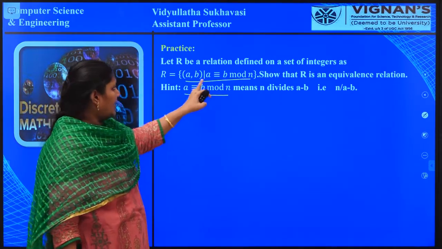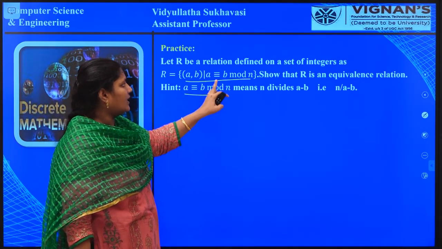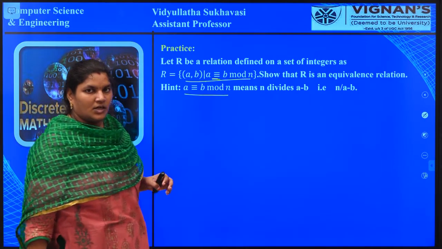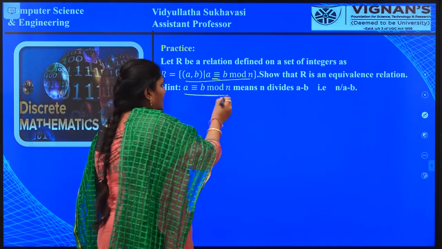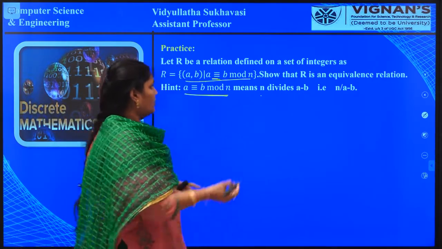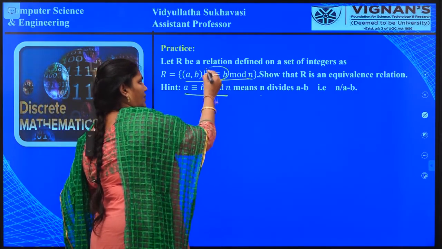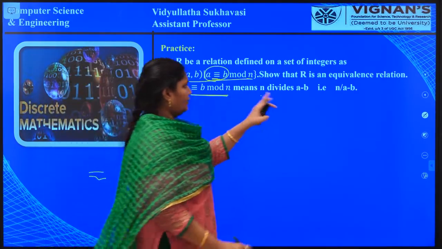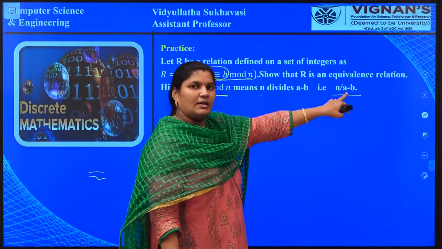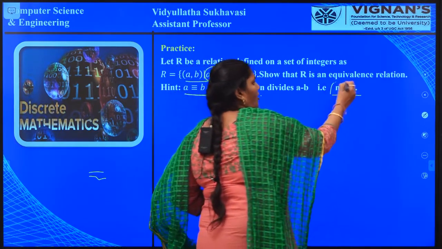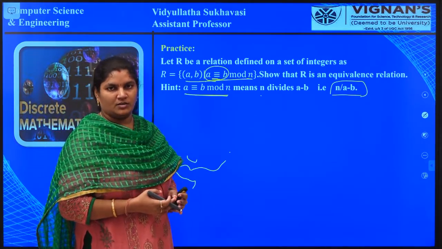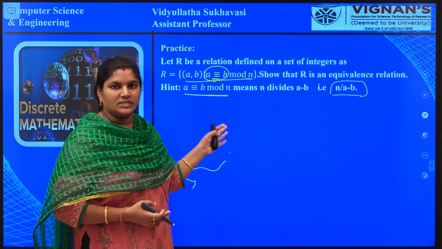Here, the condition is a is congruent to b mod n. Here this symbol indicates congruence. If we have a condition like this, how are we going to check? It means n divides a minus b. So here the n value is dividing this a minus b value. We need to write this form as n divides a minus b. That means n value is dividing the a minus b value. For this form, we need to check whether it is satisfying reflexive, symmetric and transitive. So for this problem, solve whether it is an equivalence relation or not.